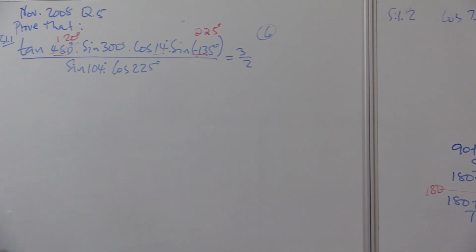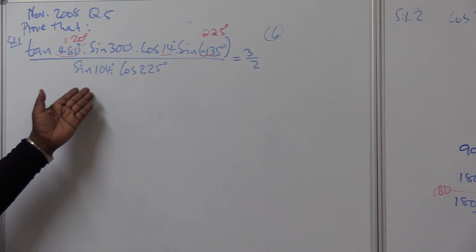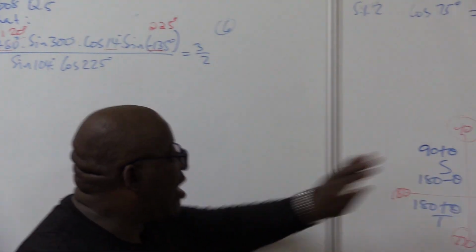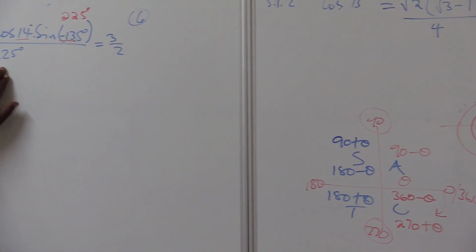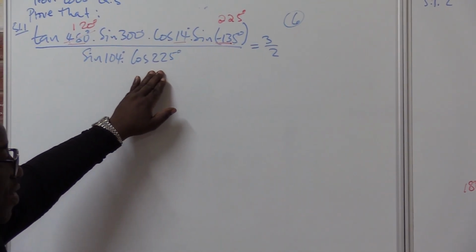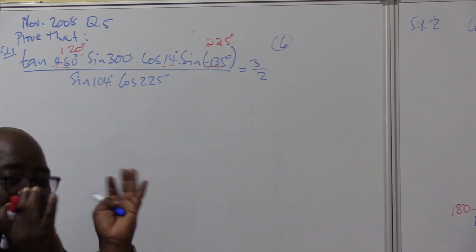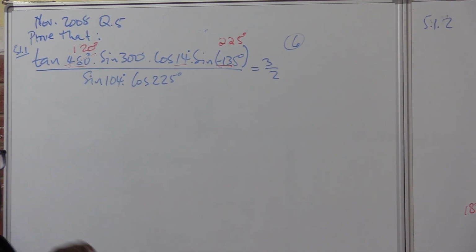Let's look at my denominator. I see a 104. I know the quadrant where 104 is. It is in the second quadrant. Do I know this quadrant, 225? Yes, 225. It is in the third quadrant where tan is positive. So I know exactly where these angles are.